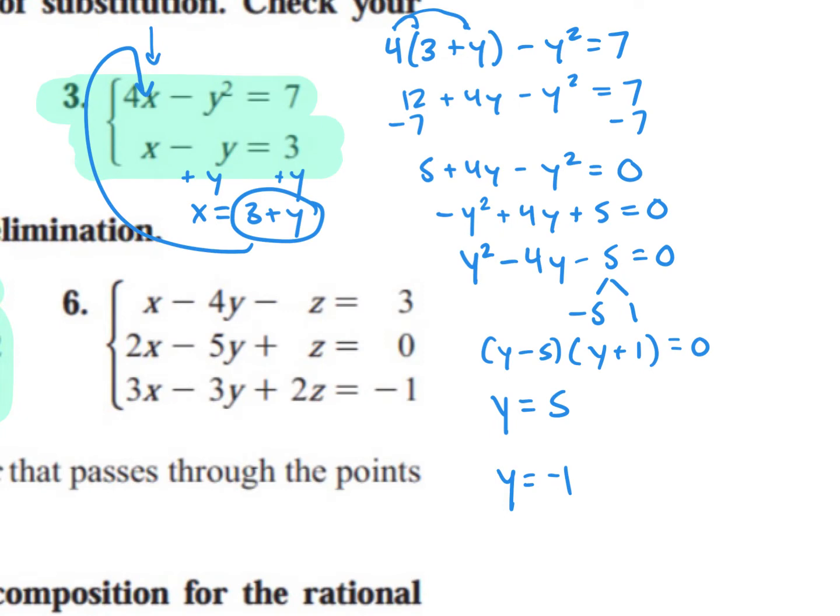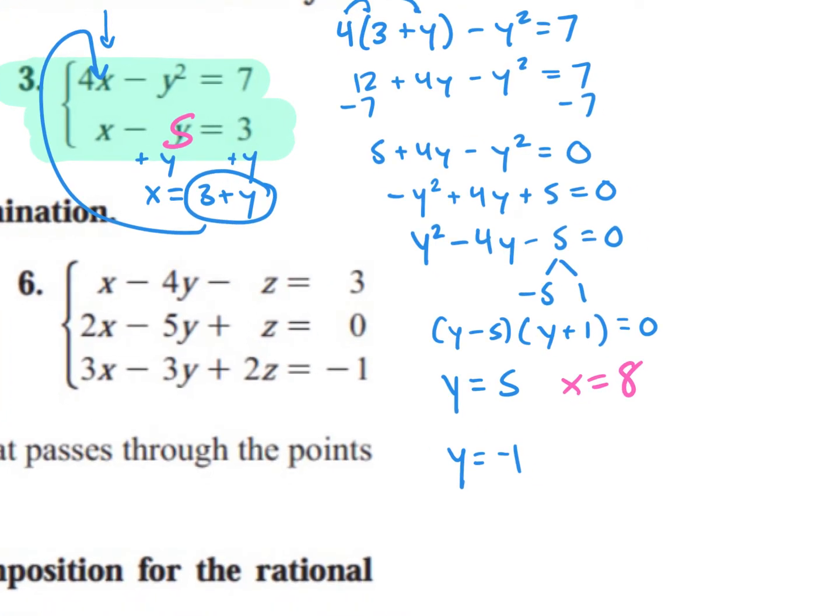How do I find what the x value is? I'll plug it into the bottom equation. You can plug it into either one, but the bottom one's going to be easier to work with. So I'm plugging 5 into y. So it'll be x minus 5 equals 3. Add 5 to both sides. So x is equal to 8.